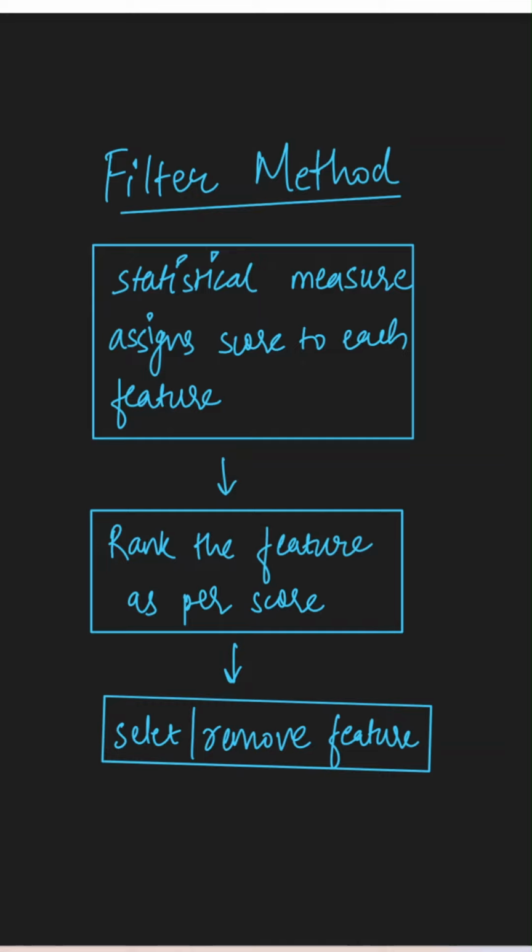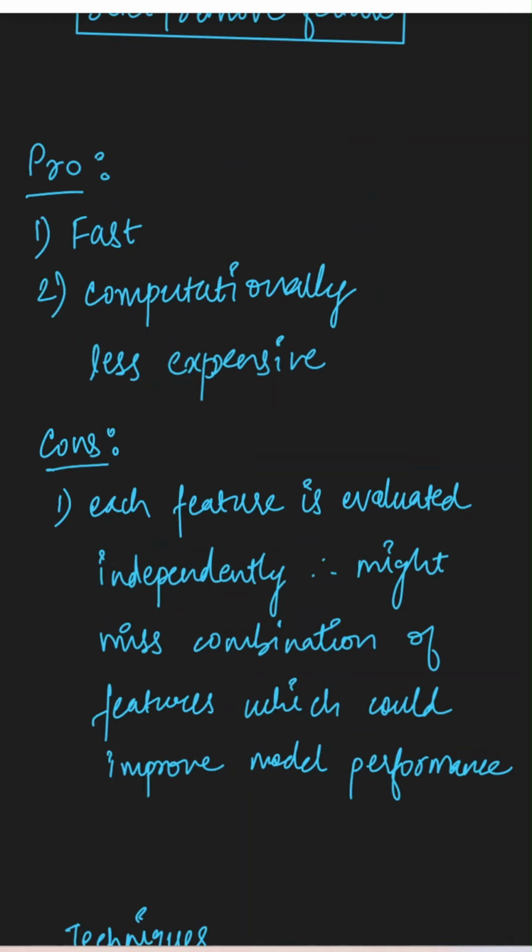Similarly, using filter methods, we can use statistical measures which assign a score to each of these features. Then the features are ranked as per these scores, and then we can select or remove these features. The advantage of using the filter method is that these are fast and computationally less expensive. However, the disadvantage is that each feature is evaluated independently, which means if there are features whose combination would help drive the model's performance, we are ignoring those characteristics.